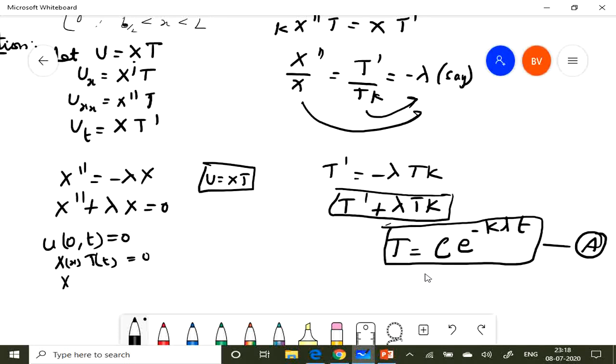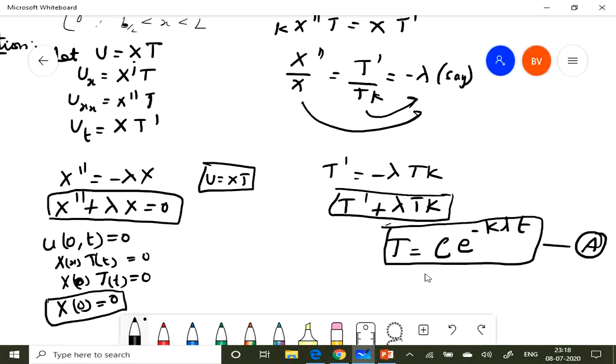So X of 0 times T of t should be 0. There is no information about T of t. So obviously this will give X of 0 should be 0. From the boundary condition we are getting an initial condition for this equation. So boundary condition 1 gives X of 0 is 0.